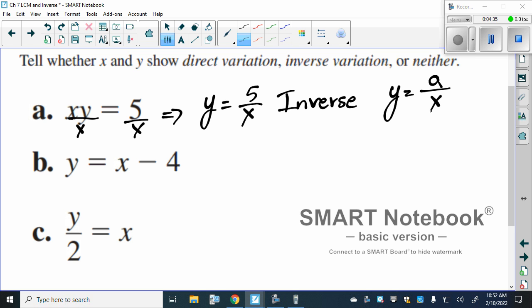Let's look at the next one, b. It would be neither. The main point is our minus sign. Since x and y are on both sides of the equation, and we have the -4, it's going to be neither.